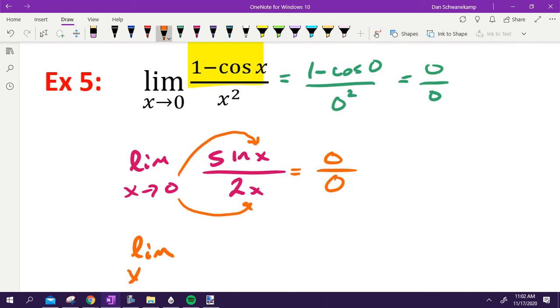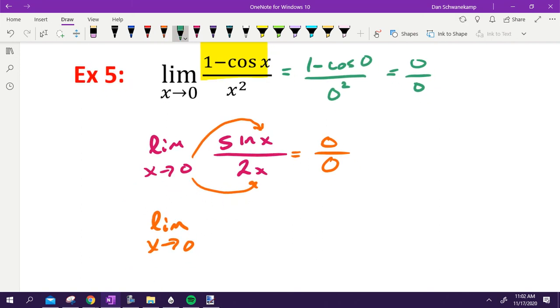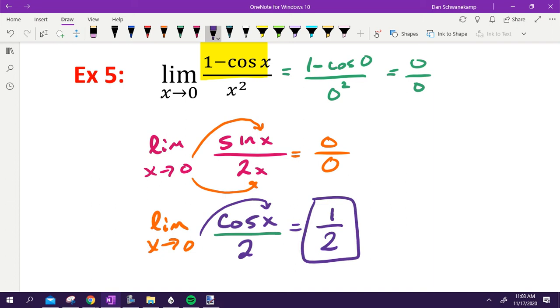So the limit as x approaches 0. I'm taking the derivative here. Lulu, what's the derivative of sine going to get me? That is cosine x. Good. And then the derivative of 2x would get me 2. She took the derivative, we plug in 0. So cosine at 0 is 1 over 2. My answer is 1/2.